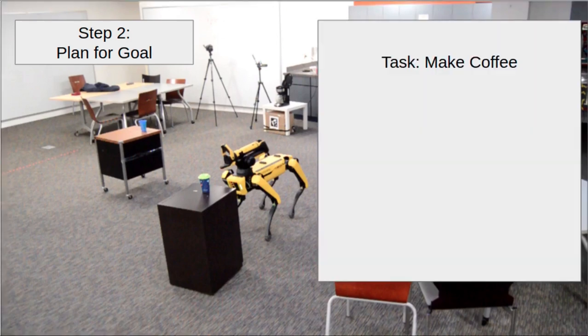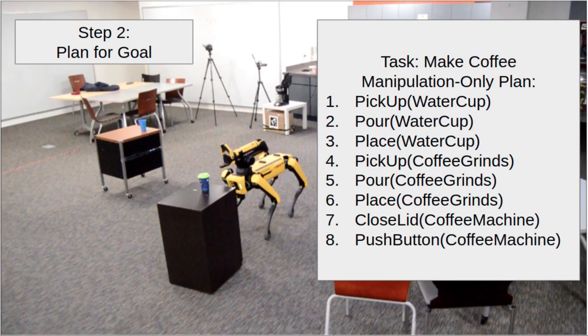For example, the robot is specified with the task of making coffee. Using a symbolic representation of the problem that only models how the robot can manipulate the environment, the agent can plan a sequence of actions involving picking, placing, pouring, and manipulating articulated objects to achieve the goal.